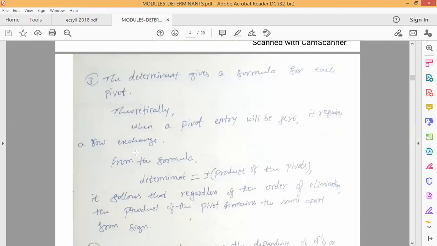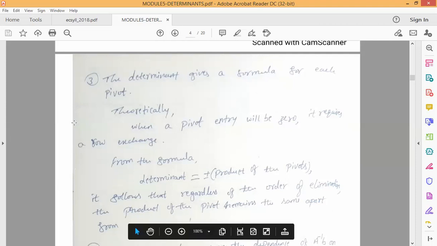So here theoretically, suppose we consider a pivot entry is 0, it requires a row exchange. First, let the pivot entry, pivot is nothing but a non-zero element. So suppose the pivot entry is 0, then we are going to make use of the row exchange. This we will see with the help of an example.